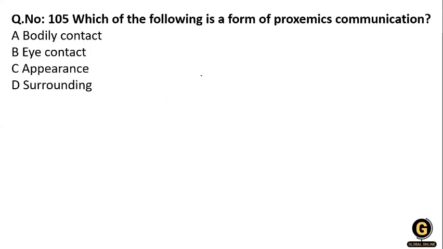Now the next question: which of the following is a form of proxemic communication? Okay, proxemic communication. So what will be the right answer? Bodily contact, eye contact, appearance, and the surrounding. So what will be the right answer?